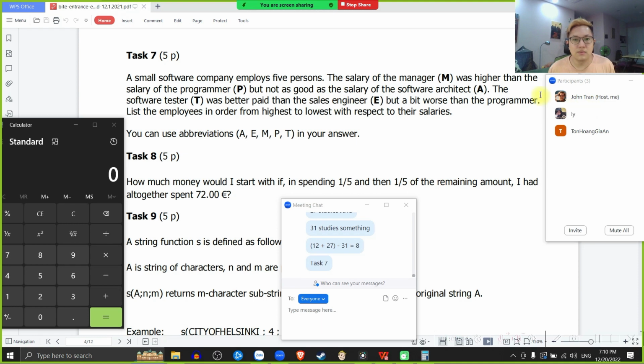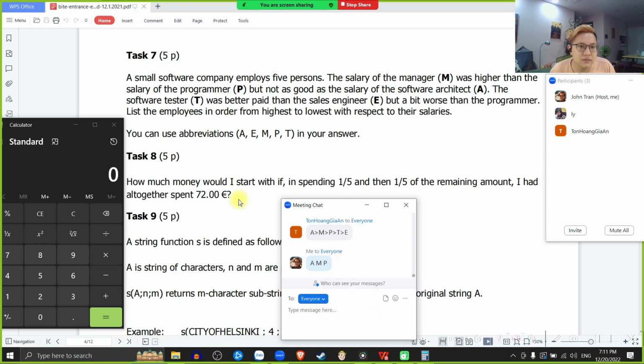Rồi, bây giờ lương của manager thì cao hơn là lương của người lập trình viên. Nhưng mà không có tốt như lương của người software architect. Tức là làm sao? Tức là software architect là cao nhất. So, A is the highest salary among them. And then M, and then P.